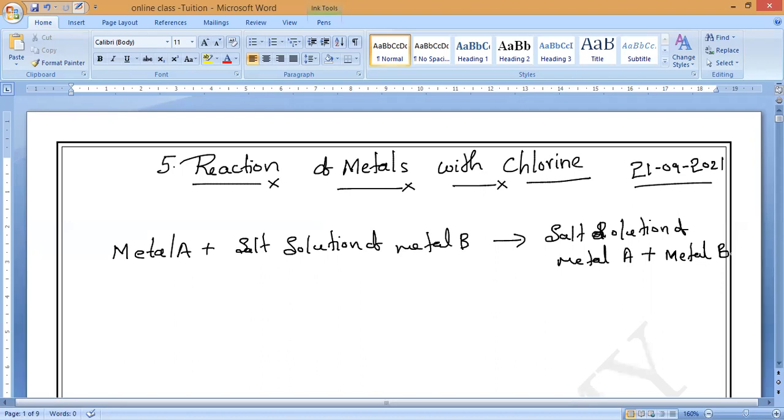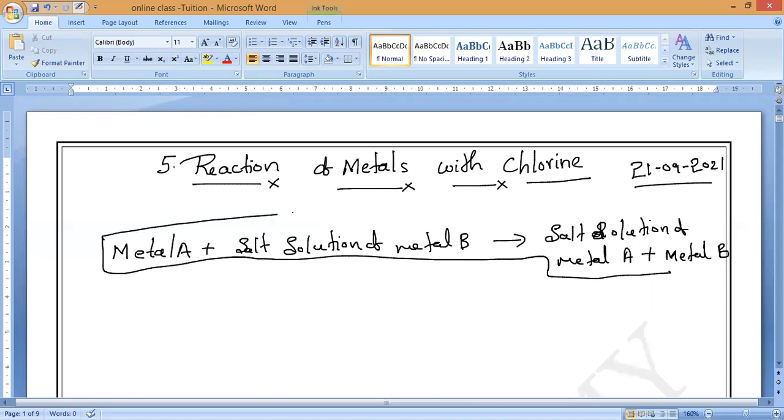I don't know what you are remembering or following. So the reaction of a metal with a salt solution will give you another salt solution plus metal B. That is what the reaction is. Yes or no? Verify it in your class work. So, one example we have written.